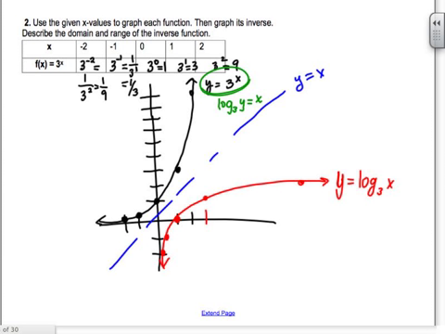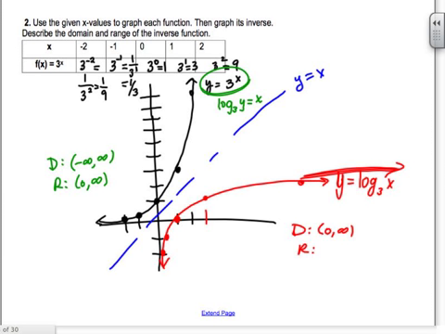So the domain of the first one is all x values, so negative infinity to infinity. Our range for the first one is everything greater than 0, so 0 to infinity. They switch for the second one, so our domain for the second one is all the x values we have on our graph, so 0 to infinity. Our range is all the y values we have on our graph, and this does go up forever and ever. There's no horizontal asymptote there. So it's negative infinity to infinity.